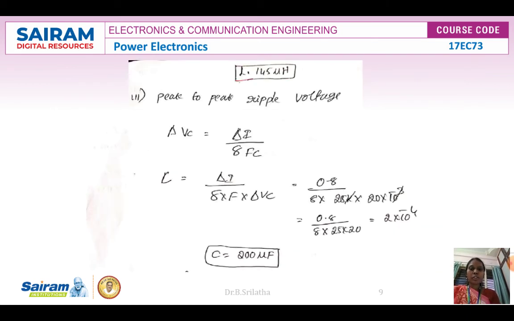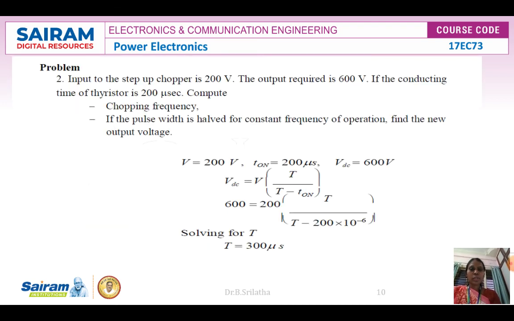To find our capacitor value, we need to consider our peak to peak ripple voltage. Peak to peak ripple voltage is delta Vc equal to delta I divided by 8 into Fc. So delta I we already know. Now C is delta I divided by 8F into delta Vc. You can substitute everything, we'll get the capacitor as 200 microfarads. Like this we can do so many problems.